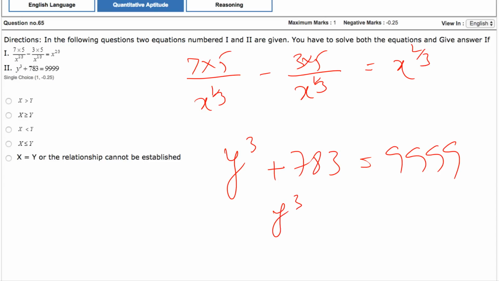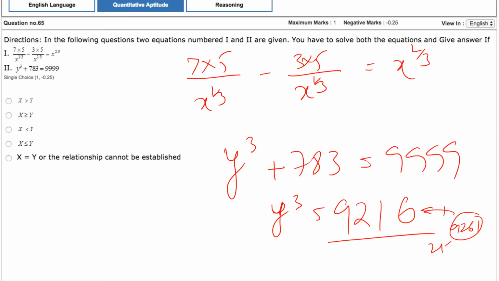This is now y cube will be equal to 9 minus 3 is 6, 9 minus 1 is 8, 9 minus 7 is 2, and this is 9 2 6 1. 21 cube, please remember, is 9 2 6 1, right? So this is not exactly 21 cube, this is in and around 21 cube, but we'll see if it matters or not. 7 5s are 35 minus 15 is 20, is equal to x.